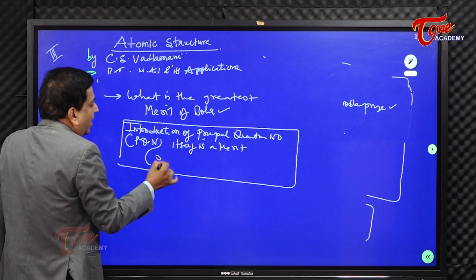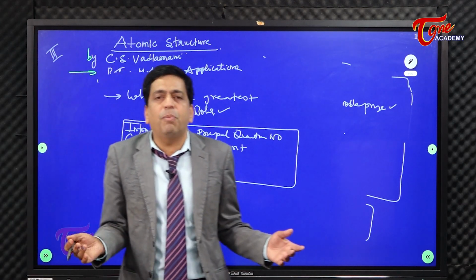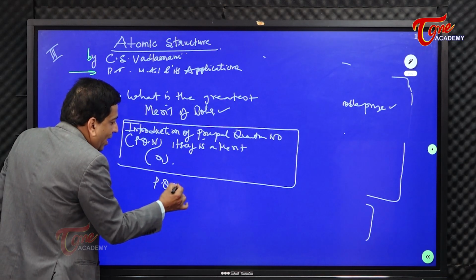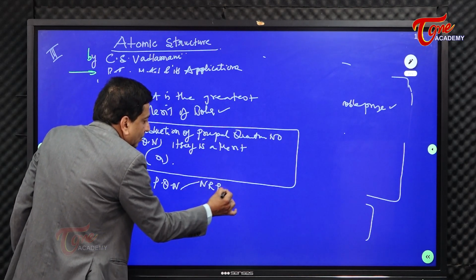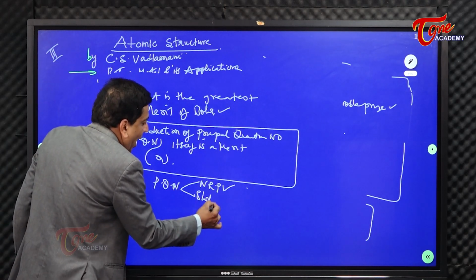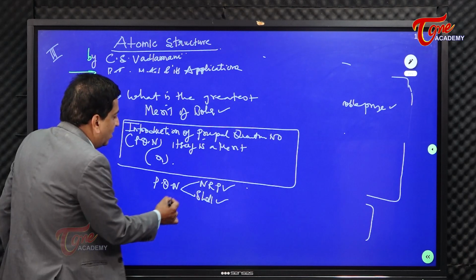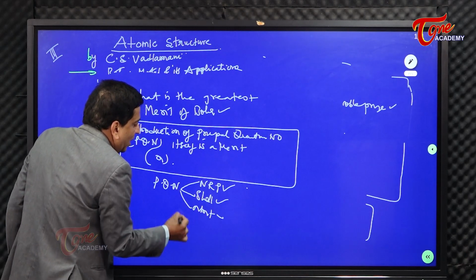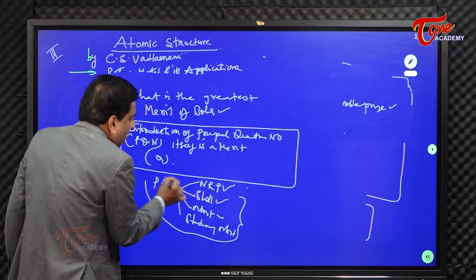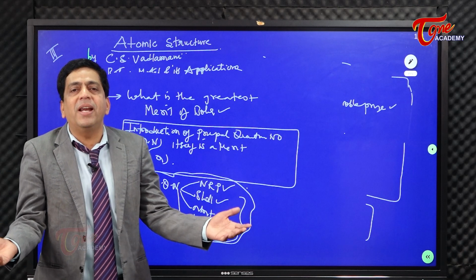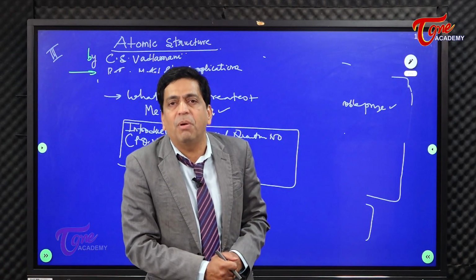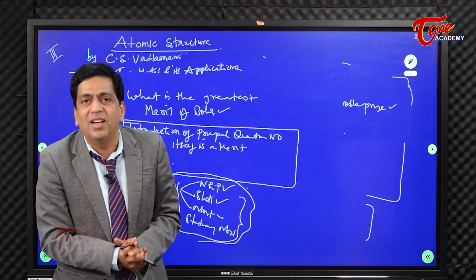Itself is a merit, designated by n. Introduction of the principal quantum number itself is a merit. Why is it a merit? Because this PQN is nothing but your NRP. This PQN itself is a shell. This PQN itself is an orbit. This PQN is sometimes even called stationary orbit. The introduction of this itself is a merit of Bohr, and all these are designated by a quantum number. That's nothing but the principal quantum number. You must understand this, right?